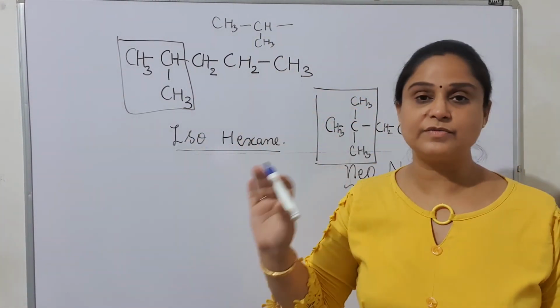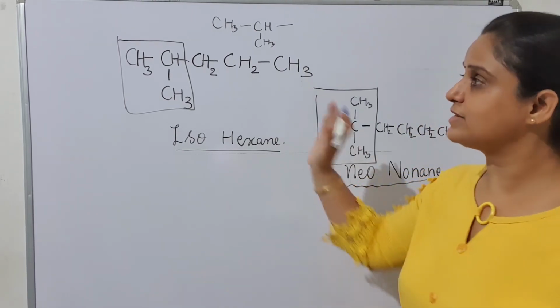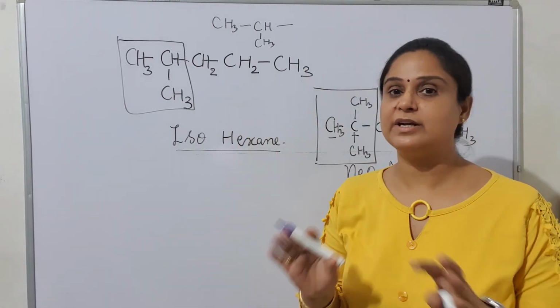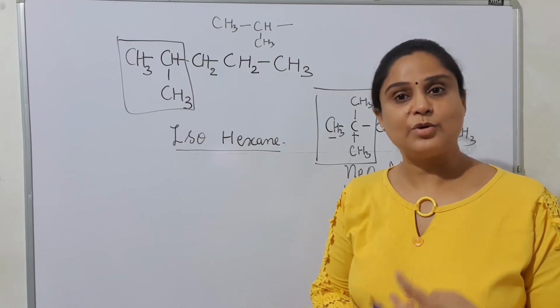So don't get confused with the other kind of group. They are always at the corner. If there is no branch, it is called normal. So I hope it is clear.